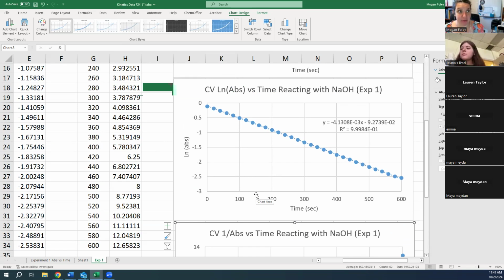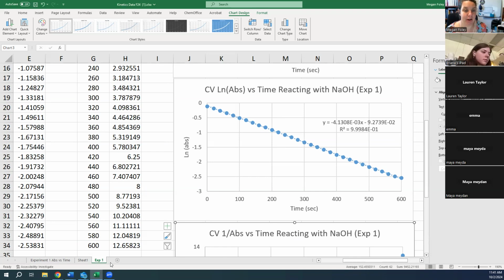It's first. How do we know that it's first order? Because the plot for natural log is linear. Exactly. So this is the plot that we're looking at.